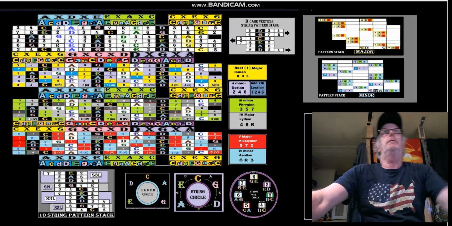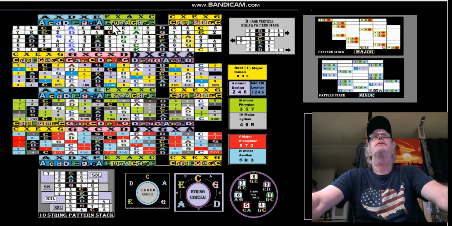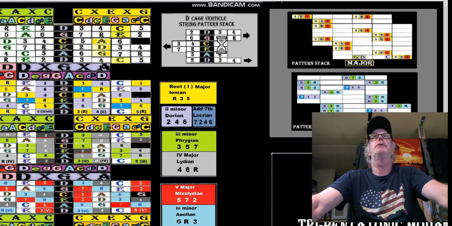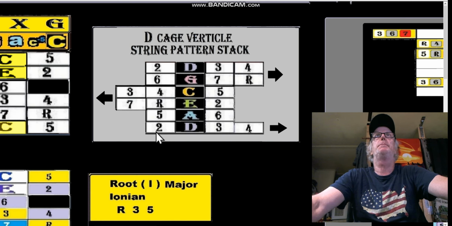Okay, so this is a look at chart 150. Like I say, I'm going to redo these. This is the D pattern stack we were looking at. So this would be the D cage, whether it be D in any key or the key of D.